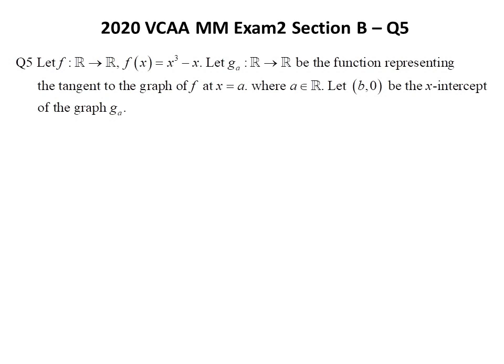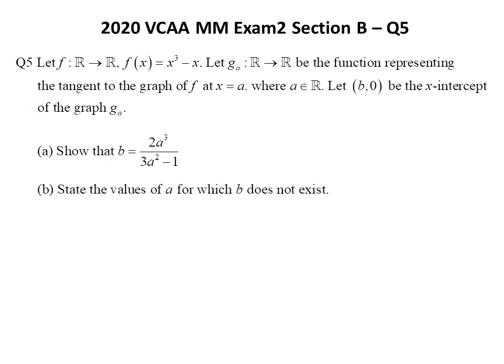In question 5, it states that the function f of x equals x cubed minus x. Here GA is the function representing the tangent to the graph of f of x at x equals a, and the point (b, 0) is the x-intercept of the graph GA. There are a total of 8 parts in this question. Part A is to show that b equals 2a cubed over 3a squared minus 1. Part B is to state the values of a for which b does not exist.